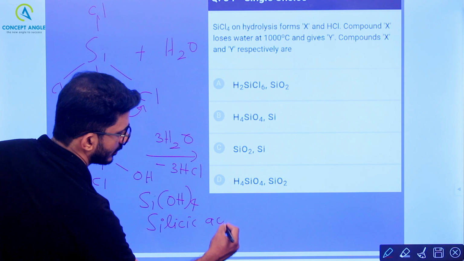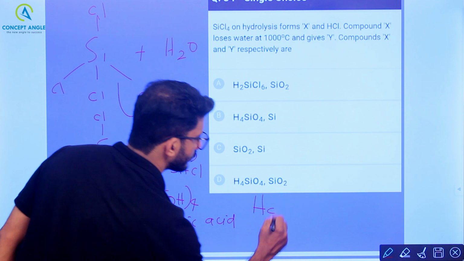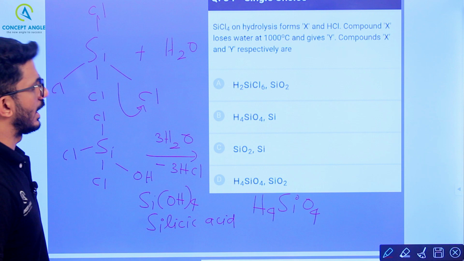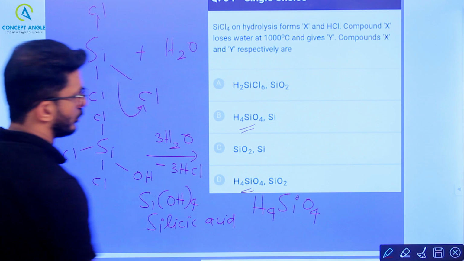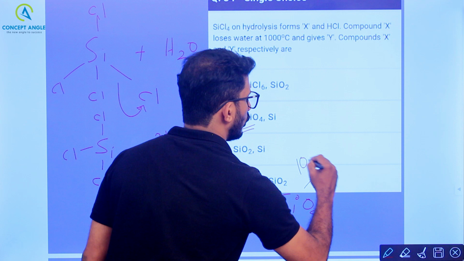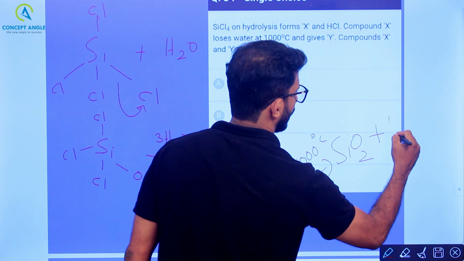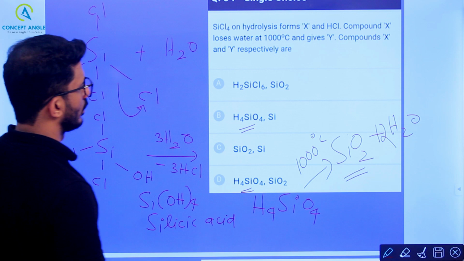That can be written as H4SiO4. When this H4SiO4 is heated to 1000 degrees Celsius, it forms SiO2 plus H2O. It forms silica. So which is the answer? Option D is the answer.